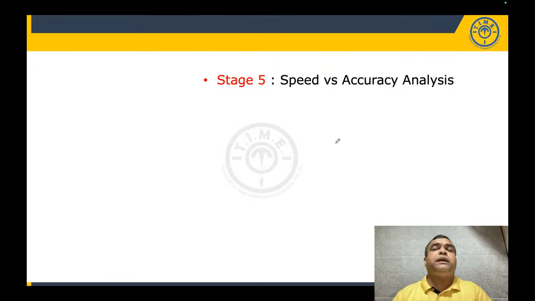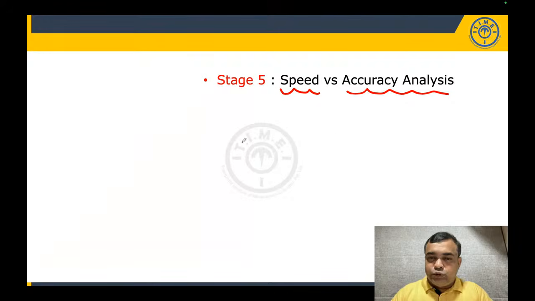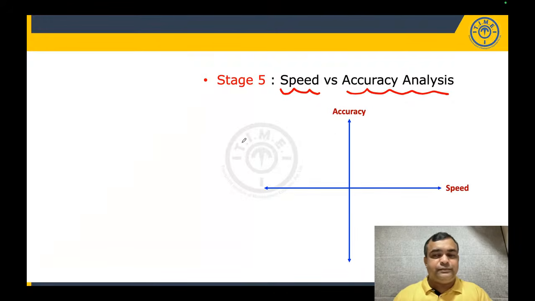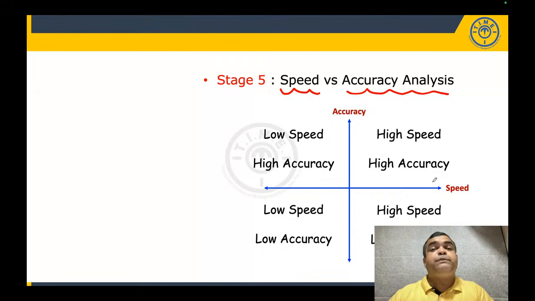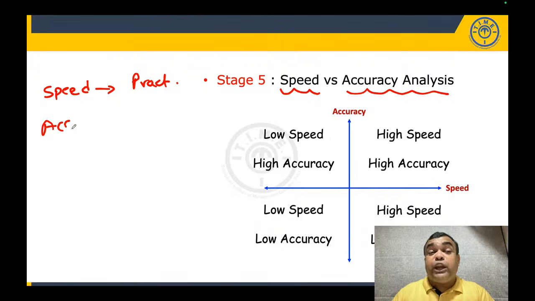तो जो एनालिसिस की मैं बात कर रहा हूँ, you have to do speed also, you have to do accuracy analysis also. So I generally suggest you make a grid like this. This is your high speed, high accuracy area, low speed but high accuracy area, low speed, low accuracy area, high speed, low accuracy area. जहां पे speed is the problem, you practice more. जहां पे accuracy is a problem, okay, you try to revisit your basics.